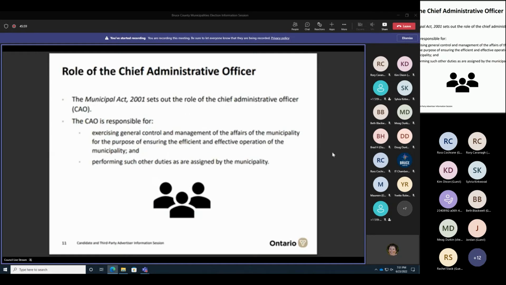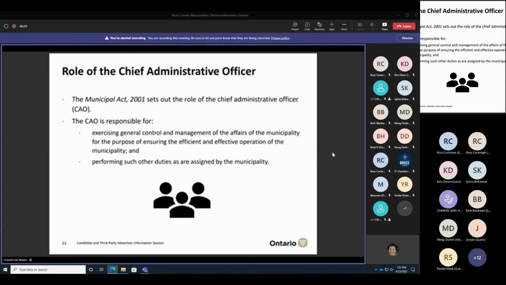Next slide, please. The role of the Chief Administrative Officer. So a municipality may appoint a Chief Administrative Officer who shall be responsible for exercising general control and management of the affairs of the municipality for the purpose of ensuring the efficient and effective operation of the municipality and performing such other duties as are assigned by the municipality.